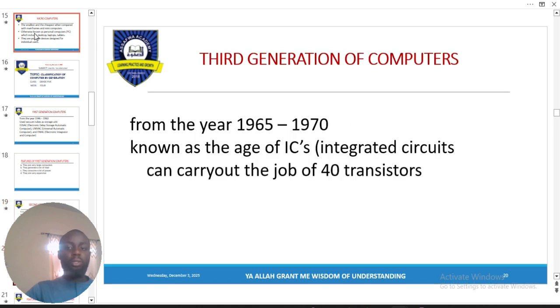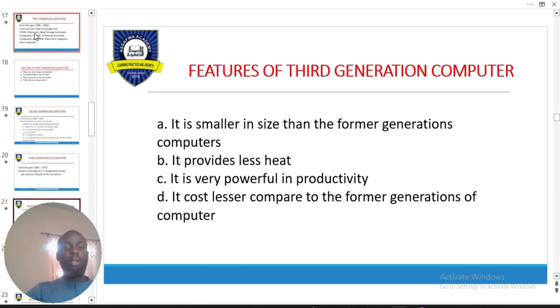And we have the third generation of computers, which are from the year 1965 to 1970, which is known as the age of ICs, that is, integrated circuits, which can carry out the job of 40 transistors. The features of third generation computers: it is smaller in size than the former generation computers, it provides less heat, it is very powerful and high in productivity, and it costs less compared to the former generations of computers.